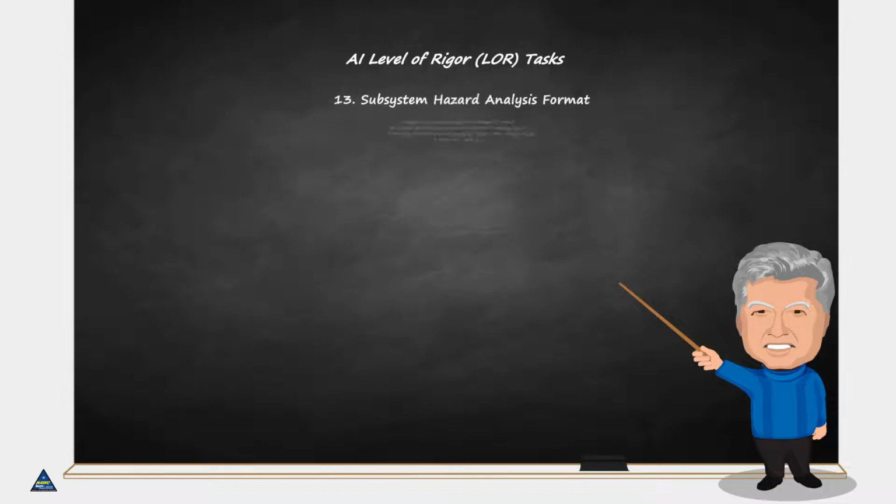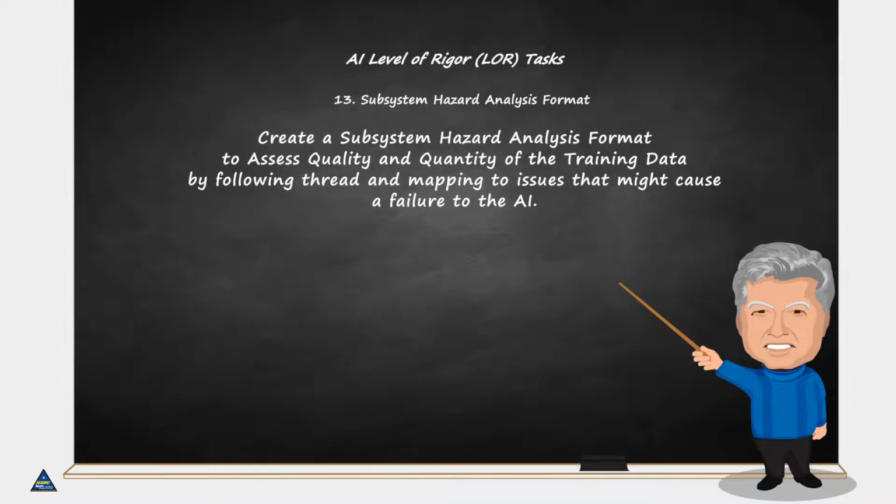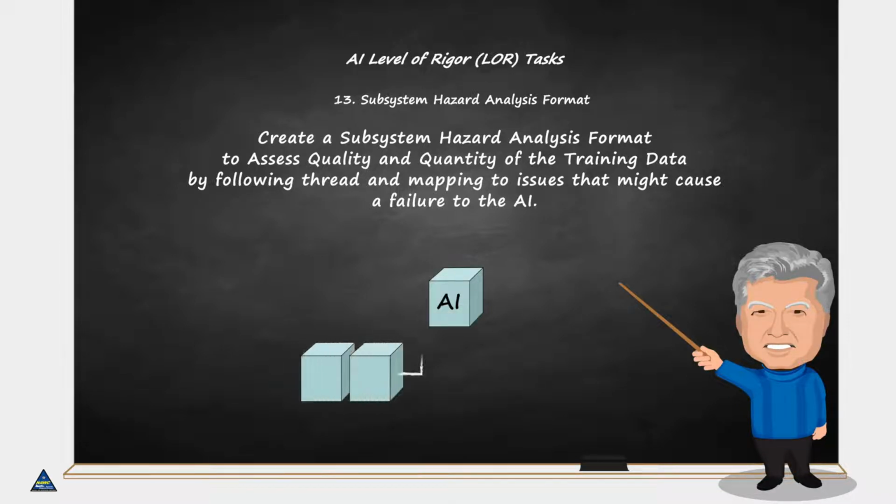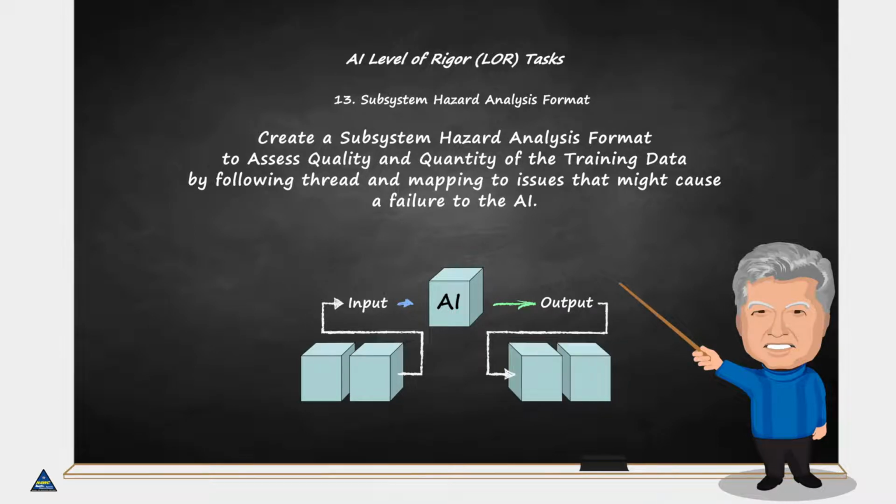The 13th AI level of rigor task is called the subsystem hazard analysis format. Consider that the AI function, the AI model, is now a subsystem within a system, and there are other subsystems interacting with this subsystem. What happens when those subsystems fail? How will that affect the AI function? Was that considered? How was that considered?